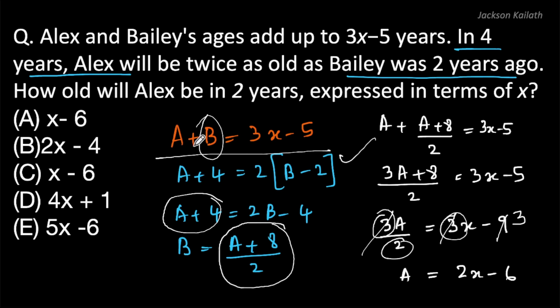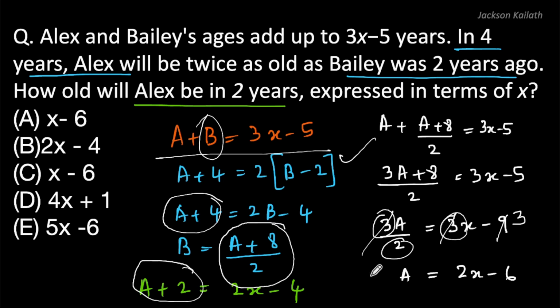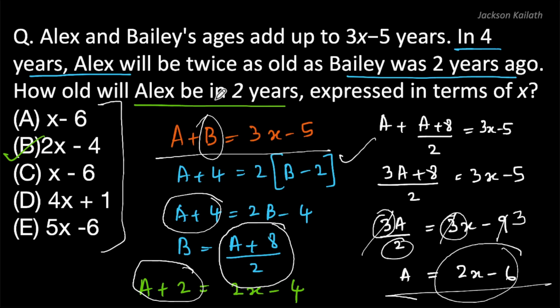Now there is one more trick over here in the question. The question asks, how old will Alex be in 2 years? So in 2 years, Alex will be a plus 2 years old. So 2x minus 6 plus 2 gives you 2x minus 4, which is the correct answer, which is answer option B. Now if there was an option like 2x minus 6, a lot of students, if in a hurry they miss out on this part over here, they may go ahead and mark that, right? So you need to be careful, read the question very carefully and attempt these type of questions.